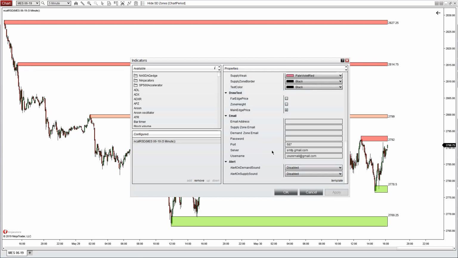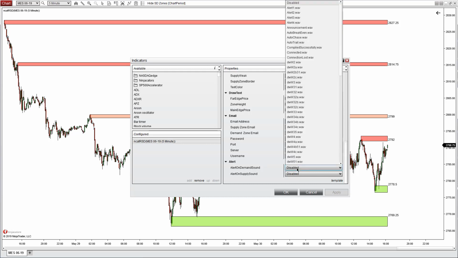If you want an email every time a supply zone or demand zone is touched or created, you have to plug your email into each of these boxes here. When you put your email in, it activates these alerts. So make sure you put your email in each of these boxes if you want an email, and your password and all that.